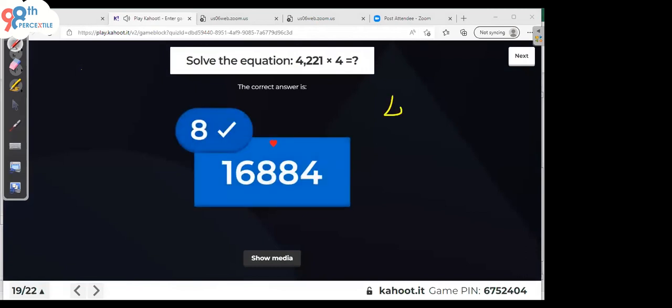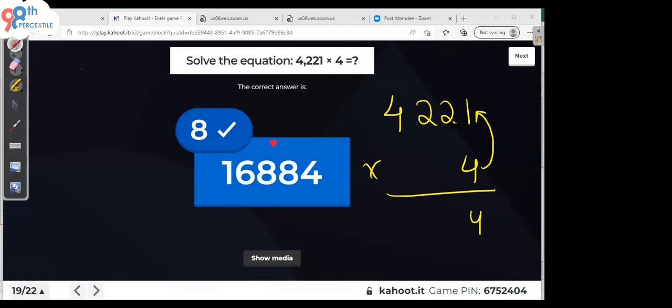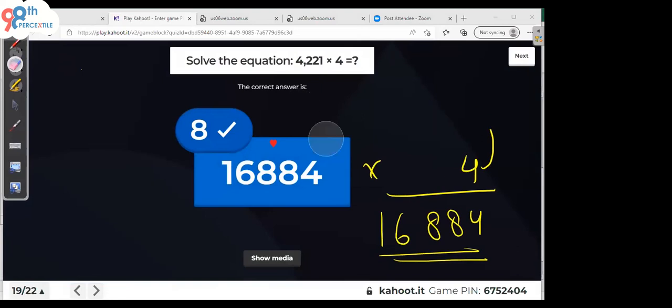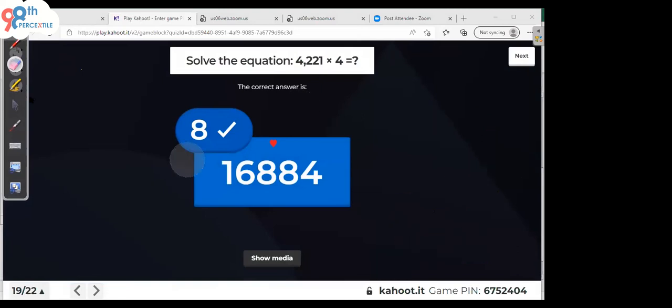Very good. So it is 4,221 times 4. Okay, so 4 is being multiplied with 1. 4 times 1 equal to 4. 4 times 2 equal to 8. 4 times 2 equal to 8. And 4 times 4 equal to 16. So that is how we get the answer 16,884. So remember how we do the multiplication. We always start with the ones place.